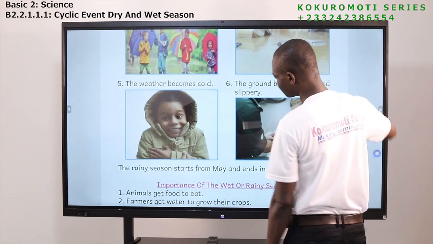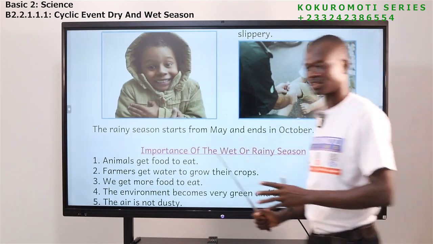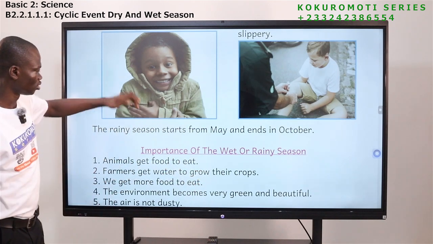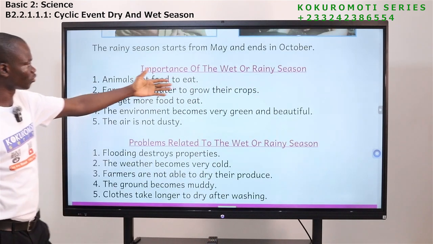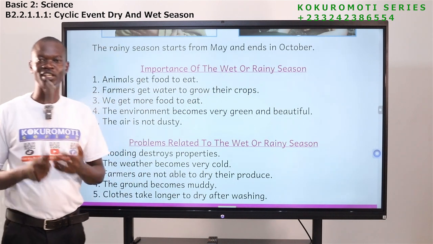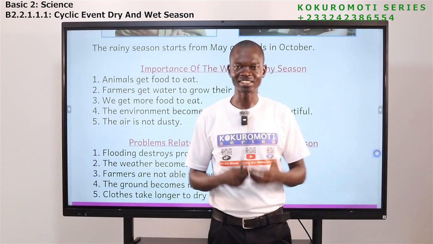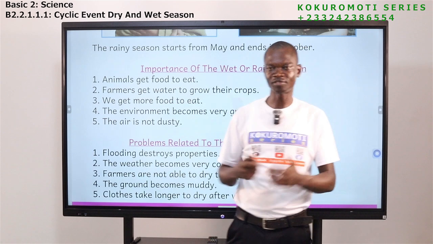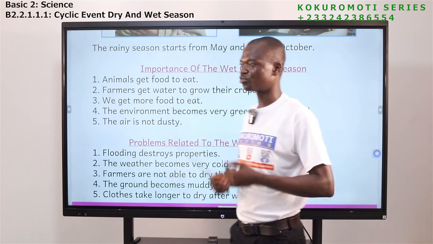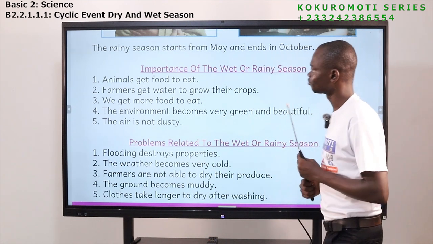Okay, so now we have seen some of the things that happen during rainy season, and we have also seen some of the things that happen during dry season. Now we are looking at the importance of wet or rainy season. So when we enter into rainy season, what are some of the things that we benefit? What are the benefits that we get from rainy season? Things that we enjoy, the things that happen and we become so happy. Okay, so what happens during rainy season?